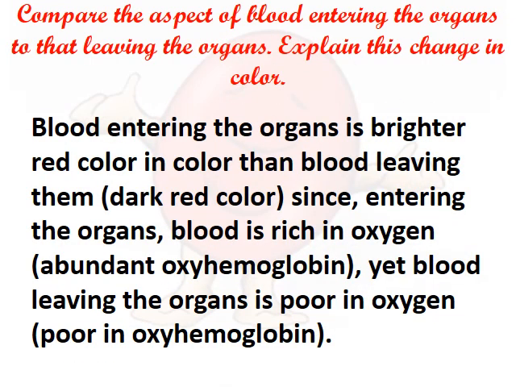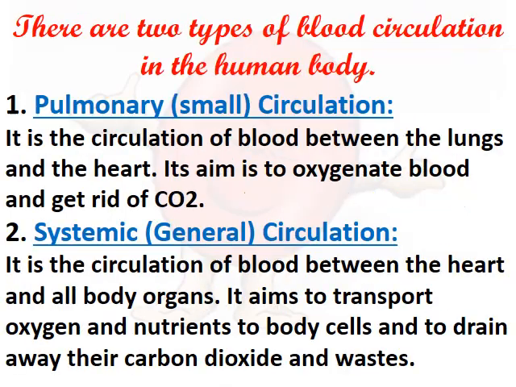Compare the aspects of blood entering the organs to that leaving the organs. Explain the change in color. Blood entering the organs has a bright red color. Then the blood leaving them has a dark red color. Since blood entering the organ is rich in oxygen, we have abundant oxyhemoglobin. Yet blood leaving the organs is poor in oxygen, poor in oxyhemoglobin.